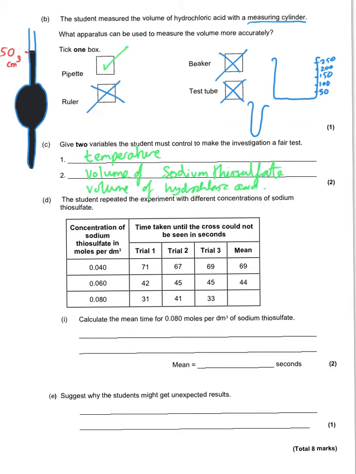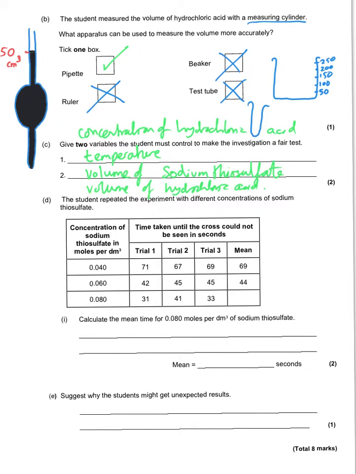Now, since it was the concentration of sodium thiosulfate that we were changing, we can't say that that is a control variable for the fair test, but we could say the concentration of hydrochloric acid. That would be absolutely fine and a very important one to keep the same. So any 2 of those would be what we are looking for.